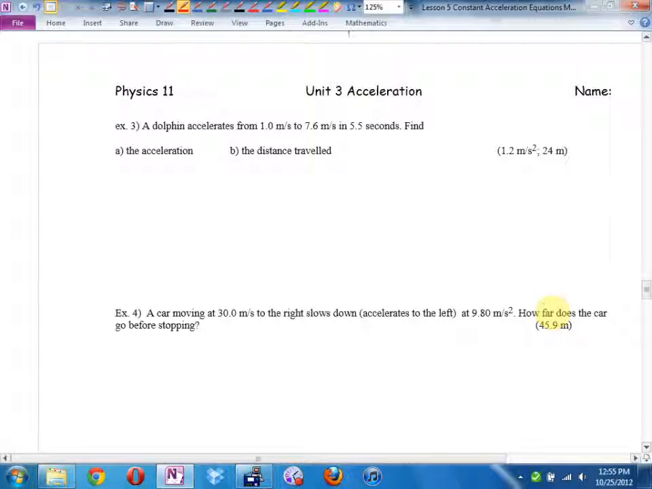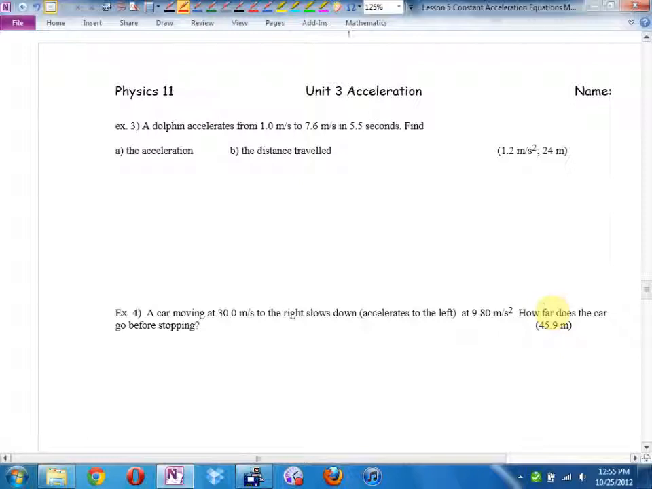A dolphin accelerates from 1 meter per second to 7 meters per second in 5.5 seconds. By the way, just by reading that and knowing your units, can you see you've got a lot of data that you can list already? Yes? Well, let's start listing. I haven't even looked at what they're asking me. Well, I should. What are they asking me to find in part A, Kelly?